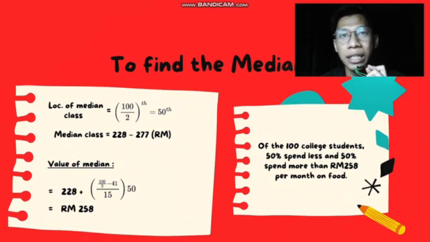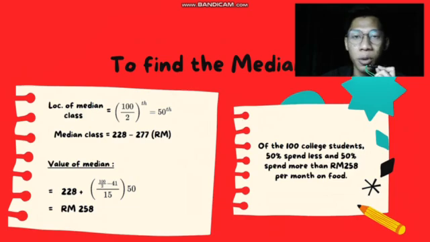Median is the middle, so the 15th position. So we got the location of the median and we got the median class. So of the 100 college students, 50% spend less and 50% spend more than RM258 per month on food.